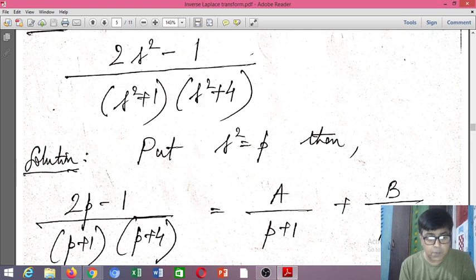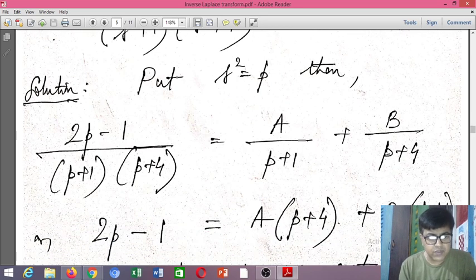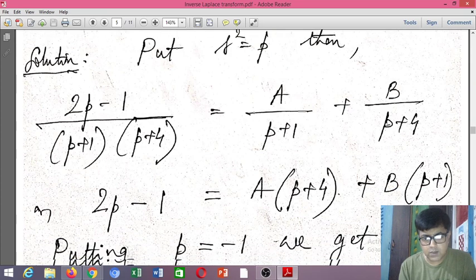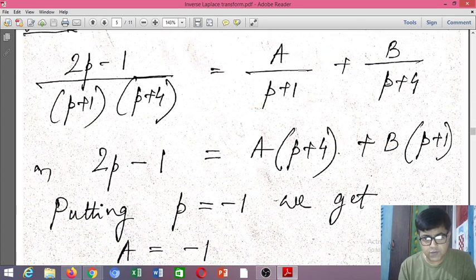As per the rules of partial fractions, when we have non-repeated linear factors, we can write this as some constant a divided by p plus 1, plus some constant b divided by p plus 4. Now we have to get the values of a and b. How do we get them? Very simple. We take the LCM and cancel the denominators, and we get 2p minus 1 equal to a into (p plus 4) plus b into (p plus 1). It's a mathematical identity, so you can put any values of p to get the values of a and b.